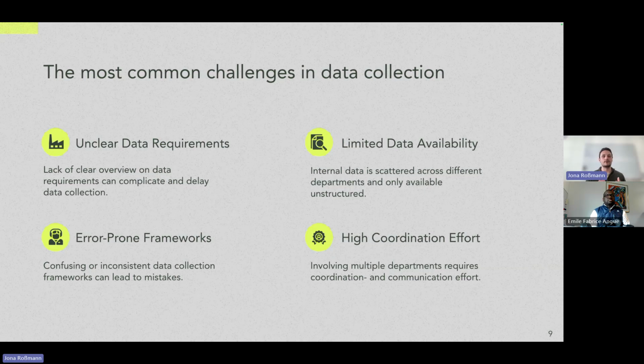So coordinating all of this usually falls to one person. One of them we have sitting here with Emile. It's usually a sustainability manager or environmental engineer or so on. And without the right structure, this person just ends up spending more time chasing approvals and clarifying questions than actually working on and with the environmental data.